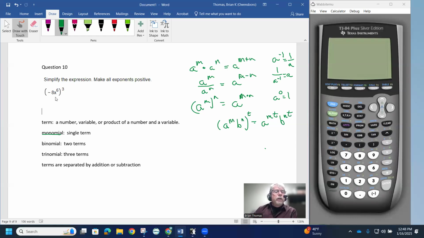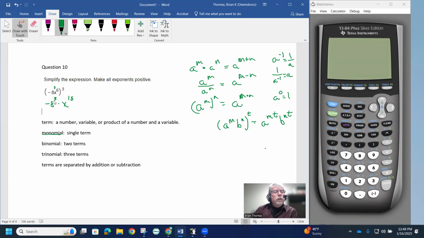So if we look at this problem right here, notice how we have negative 8 times x to the 6, but notice how this negative 8 really is raised to the power of 1. That negative 8 really means negative 8 to the power of 1. So what I'm allowed to do is bring this outside exponent through and multiply it to the inside exponent. So that's really going to be negative 8 raised to the third power times x, and we bring the power through there. 3 times 6 is 18. So it's going to be negative 8 to the third power times x to the 18th.